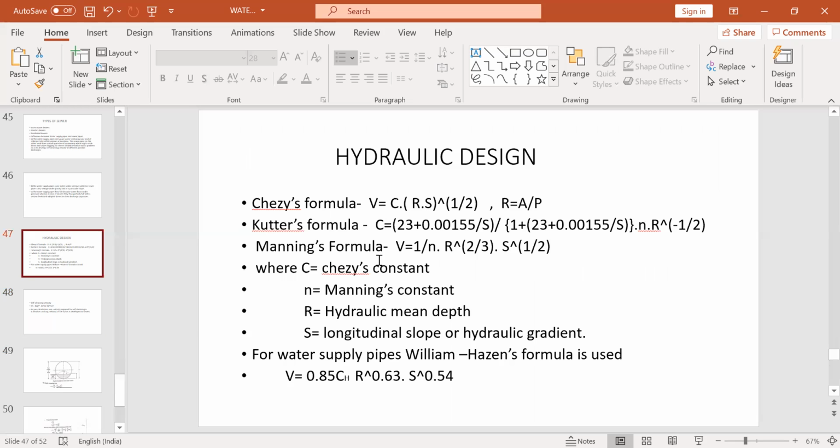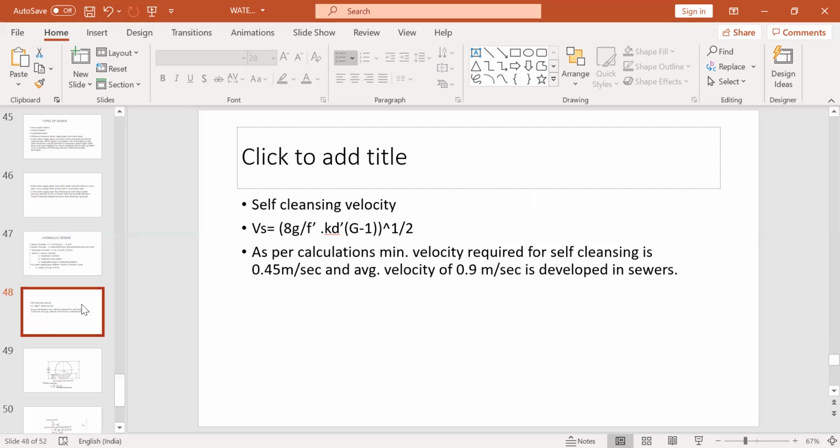Greater the slope, greater will be the velocity. So if you increase the slope, your velocity will increase, and this particular velocity, which is given as self-cleansing, will clear all the particles that have settled down, and it will prevent the clogging. So this is necessary in case of sewer. One is the self-cleansing velocity and another is the non-scouring velocity. That is, this puts a limit to your maximum velocity and a minimum velocity in a sewer.